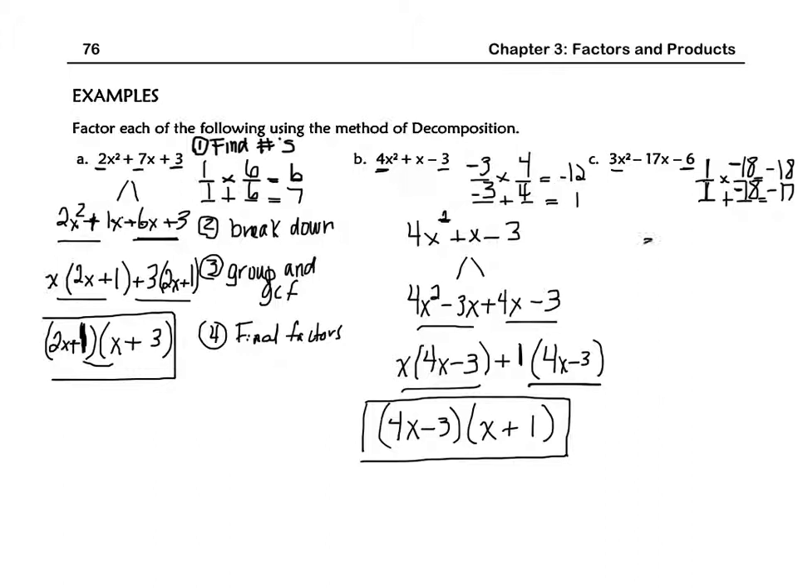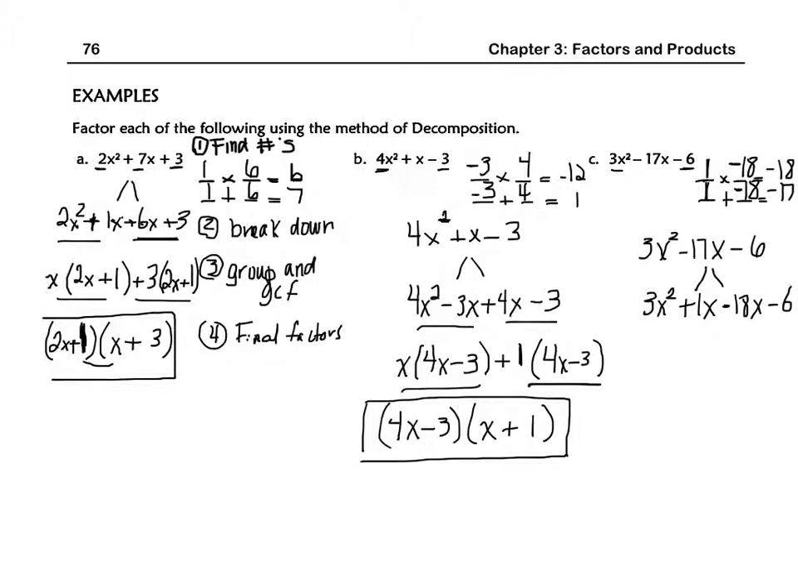So then I'm just going to rewrite it again down here. 3x squared minus 17x minus 6. So we're going to rewrite the middle term using those two numbers. So 3x squared plus 1x minus 18x minus 6.